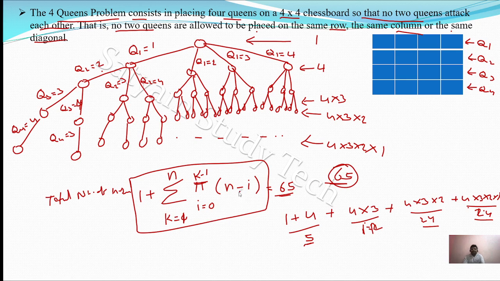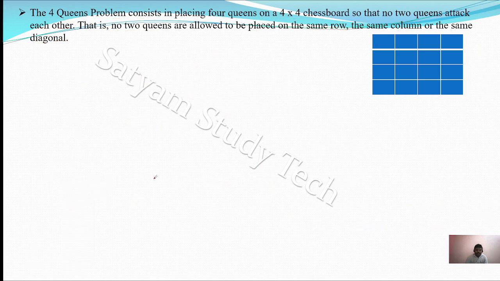But here the constraint is that no two queens are in the same row, same column, or same diagonal. Here you can see Q1 can fix the rows, but you cannot fix the column and the diagonal. So here this number of possibilities is there. Now if we satisfy that constraint, we can discuss how many possibilities there are.